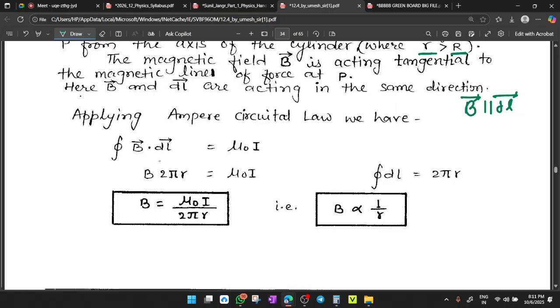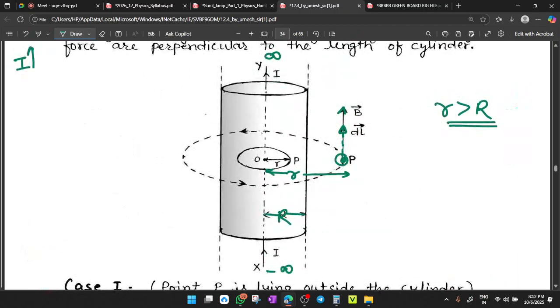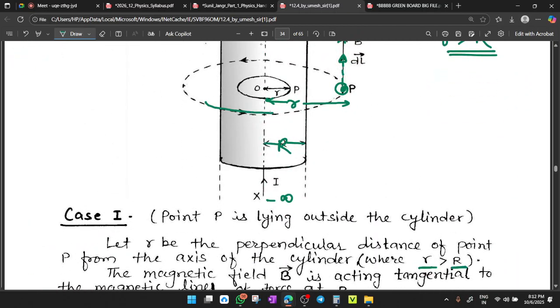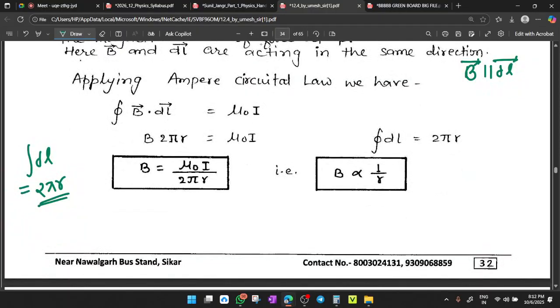So B dot dl, B is outside and dl inside the integration sign. Now integration dl is equal to 2 pi small r. Remember, this is not a capital R. This is the length of this one loop, 2 pi small r. Clear or not clear? So B equals mu naught I upon 2 pi r. So B is inversely proportional to r, as mu naught and 2 pi are constant, and I is also constant. So B is inversely proportional to r. Clear?